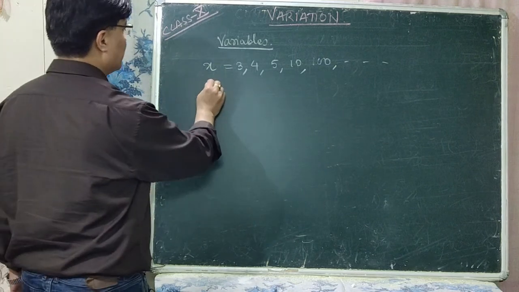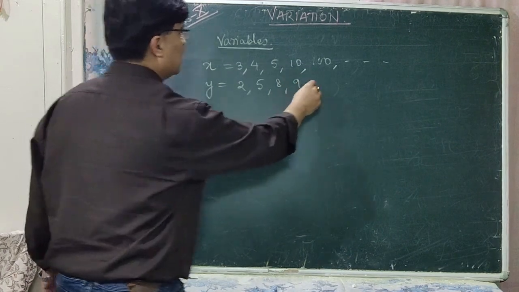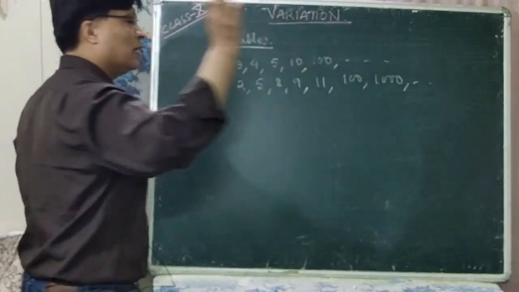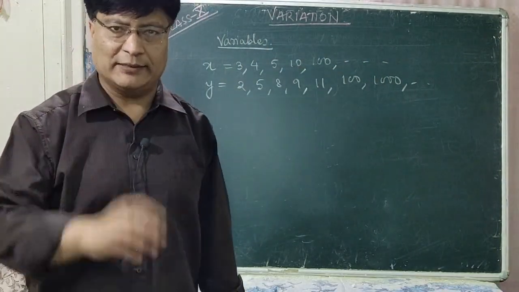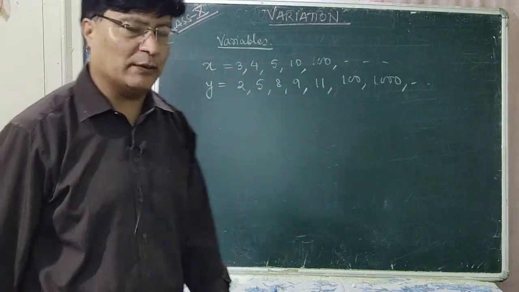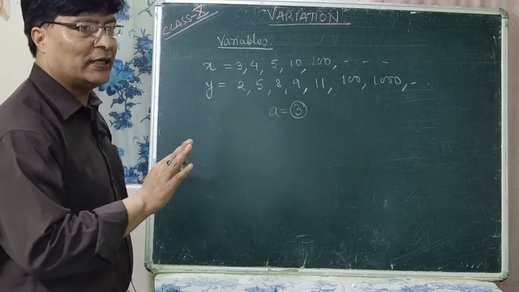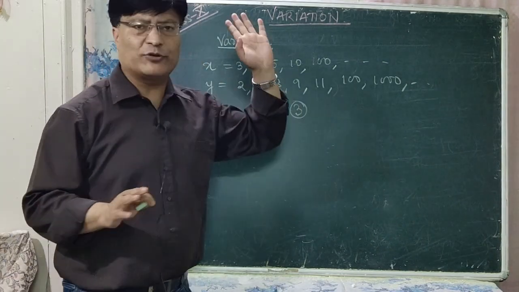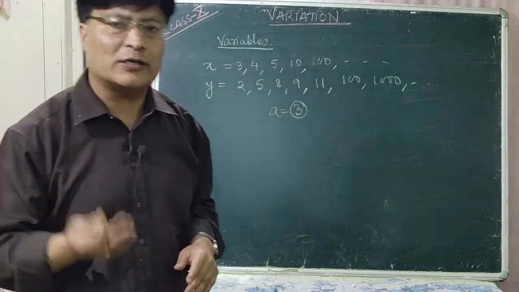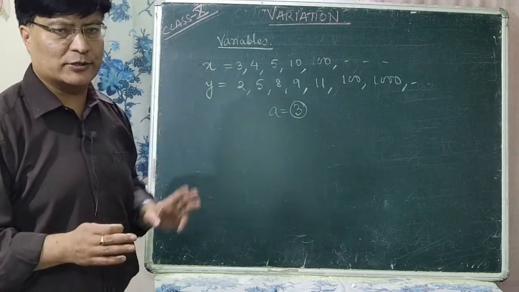We can take y also. So y can take 2, 5, 8, 9, 11, 100, 1000, etc. Here also the value of y is changing. So we take y as a variable. Suppose a is equal to 3. Suppose a can take only the value 3. So a is a constant, because in this case the value of a will not change. So usually we take x and y as the variables.